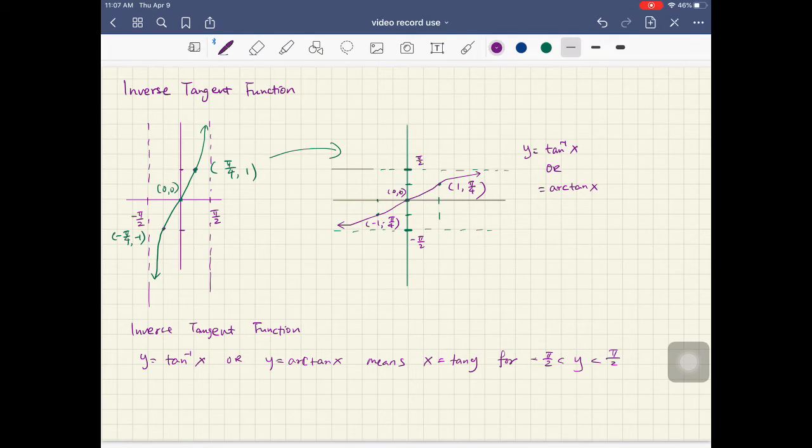That means the range for the inverse function is going to be negative pi over 2 to pi over 2. The domain for the inverse function is going to be negative infinity to positive infinity. And then we still have the horizontal asymptotes, and we have even-odd properties. So y equals tangent inverse of x is an odd function.